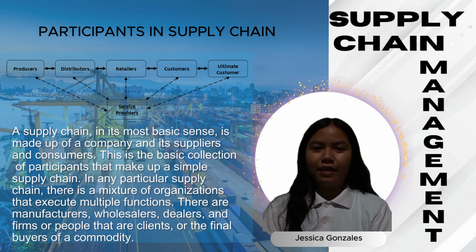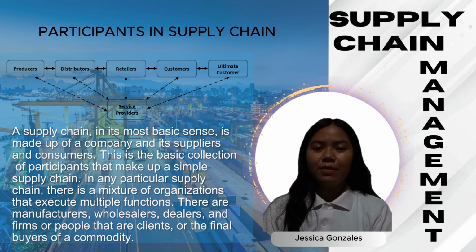Participants in a supply chain. A supply chain consists of various participants working together to produce and deliver products to consumers. The basic participants include the company, suppliers, and consumers. In an expanded supply chain, additional participants include source suppliers, the initial suppliers of raw materials or components; buyers or customers, the final customers who purchase the product; and service providers, companies that offer expertise in logistics, banking, communications, and information technology.